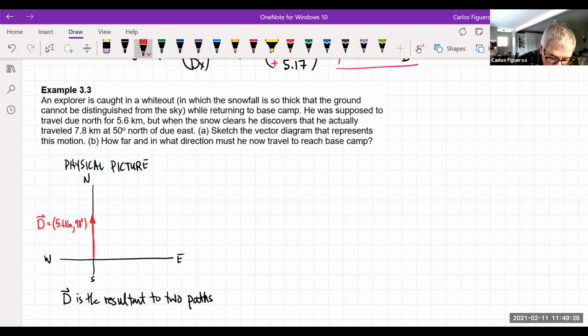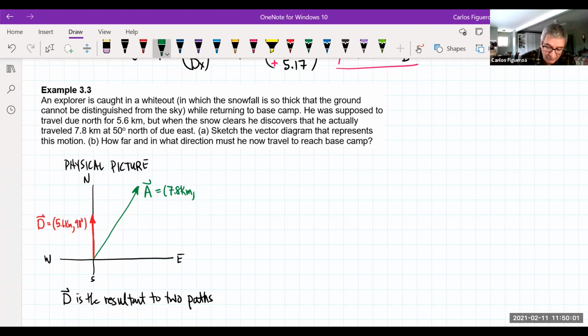But what he finds out here is that when the snow clears, he actually traveled 7.8 kilometers. Note he travels much farther than the 5.6 kilometers. He actually travels at 50 degrees. Let's say that this is 50 degrees. He overshoots it, but at an angle. So we're going to say here that this is path A. And what do we know about path A? Well, it says that it has a magnitude of 7.8 kilometers, but its angle is north of east.